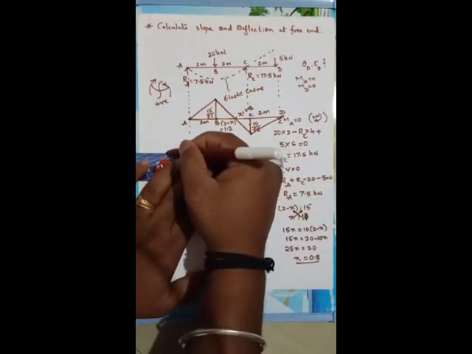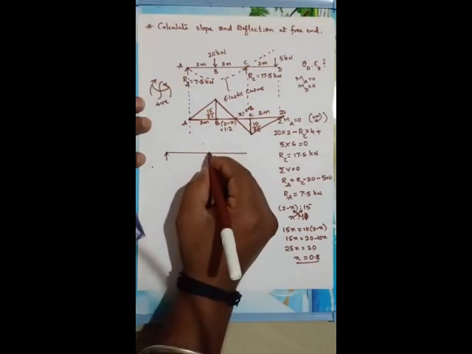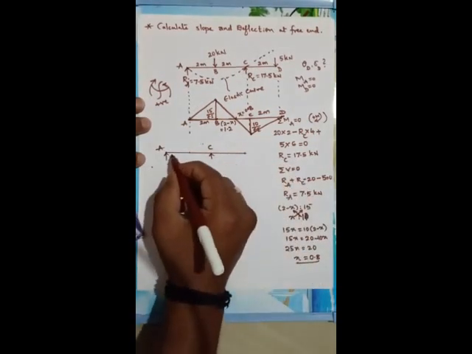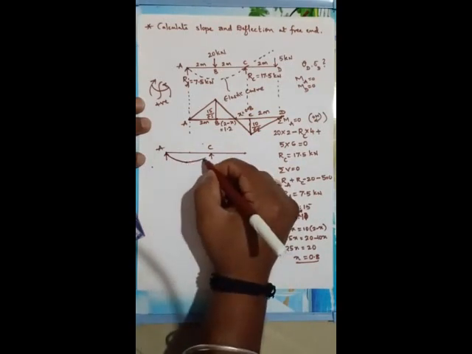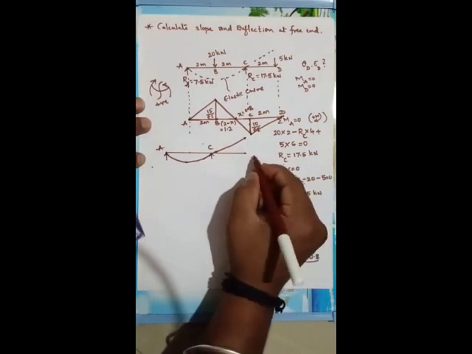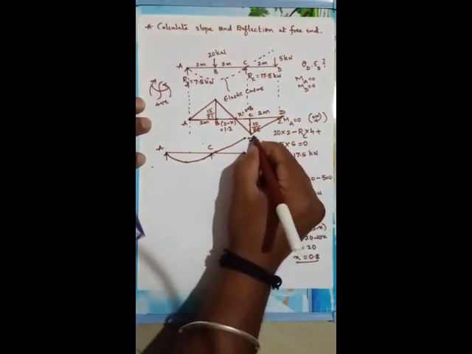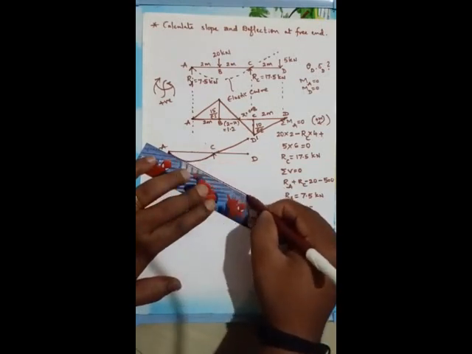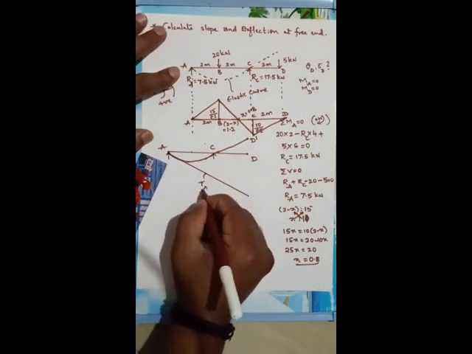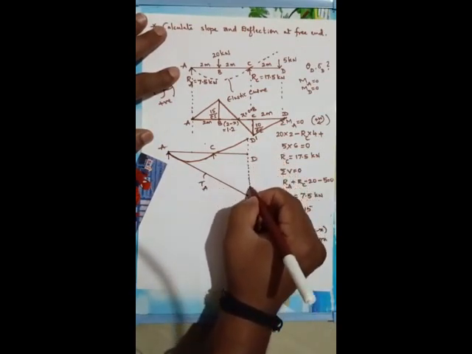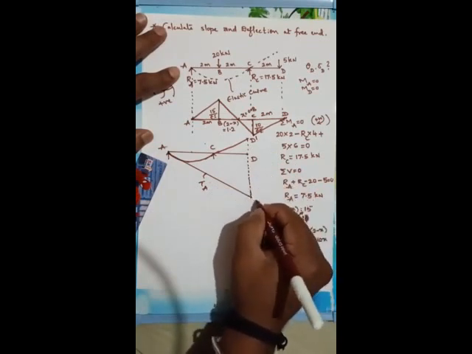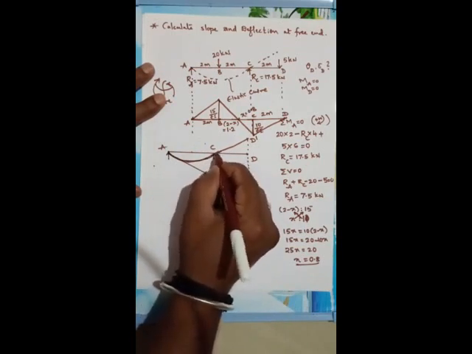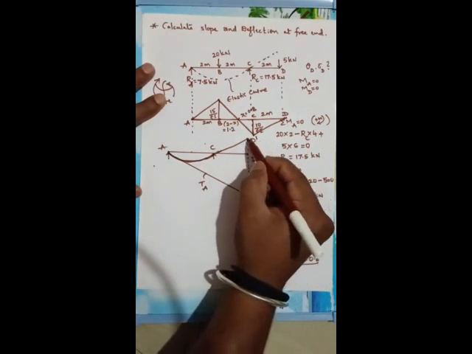Should I draw once again the same problem and the tangent? Just to elaborate, this is A, this is C, and this is point B, that is not required, this is point D. The elastic curve will be something like this. This point is D. Let us call this point D dash. If I draw the tangent at A and join this, let us call this point D double dash. This is the elastic curve.